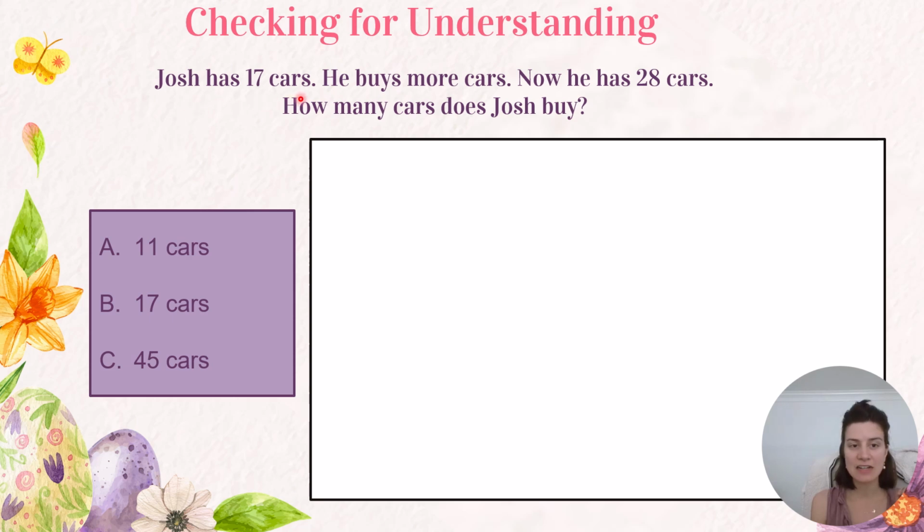Josh has 17 cars. He buys more cars. Now he has 28 cars. How many cars does Josh buy? Okay, so I'm circling what's important. Josh has 17 cars. It says that he buys more cars. Now he has 28 cars. How many cars does Josh buy is what they're asking me for.